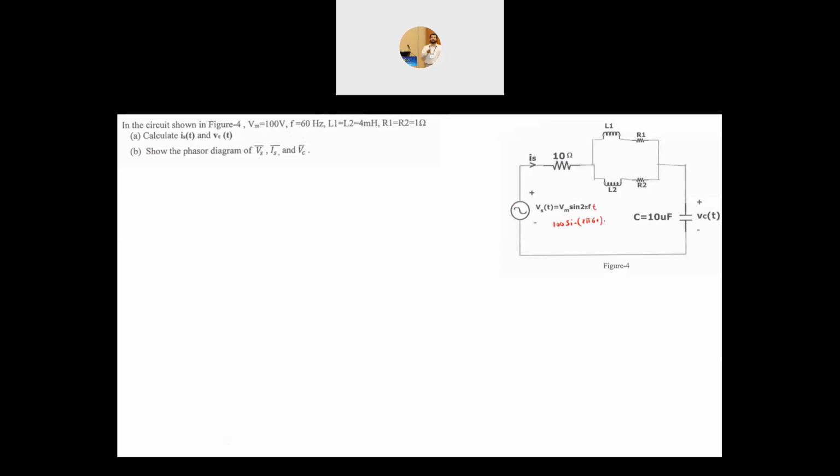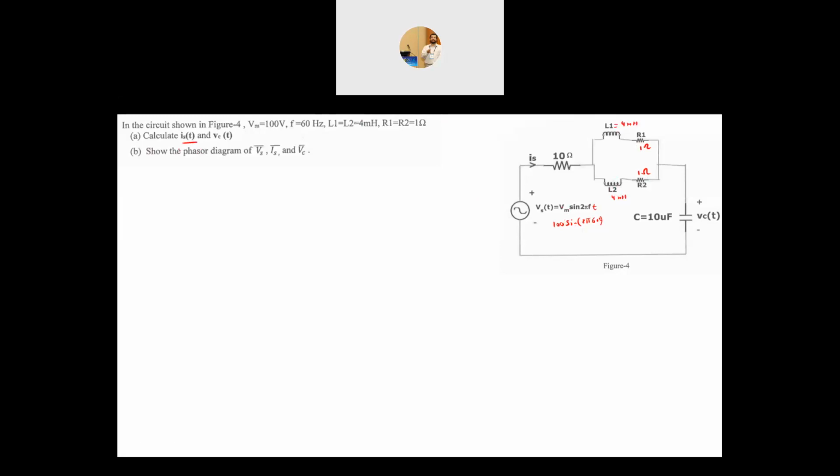Okay, 2 pi, this is t basically here. This is in time domain as a sine function. Now L1 and L2 both are given to you as 4 millihenry, 4 millihenry. R1 and R2 both as 1 ohm, 1 ohm. And what you need to find is of t.